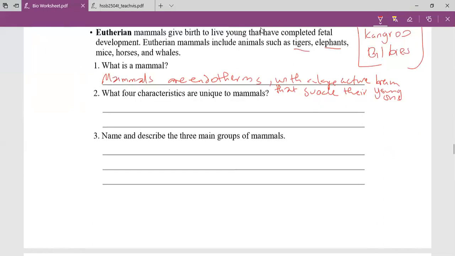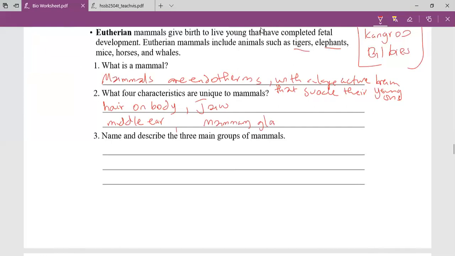Now, what are the four characteristics unique to mammals? Hair, middle ear, jaws, and mammary glands. Hair on the body, they have a middle ear, and they have jaws for chewing food. Mammary gland.